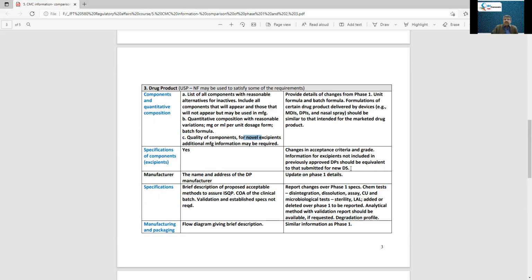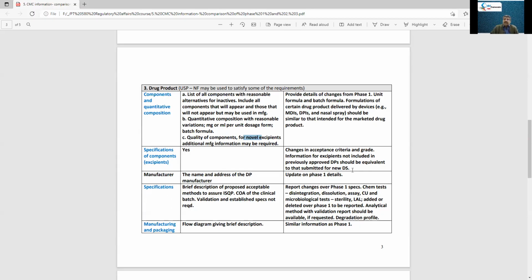substance. I just mentioned this part, that if you are using a new excipient which has not been approved in any previous drug product, then the safety information which is to be given for the new excipient is of the same level, that is equivalent to that submitted for a new drug substance. So you need to provide all the safety related information that the new excipient which you are using is going to be safe for use in human subjects. So we need to provide very detailed information for the excipient as well.